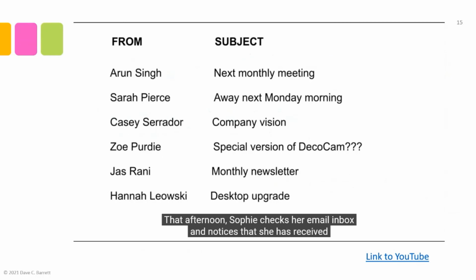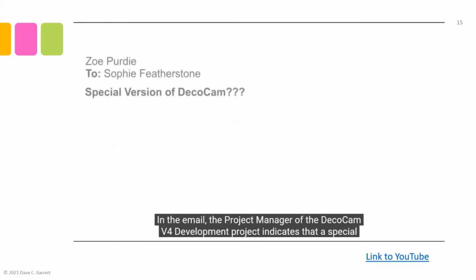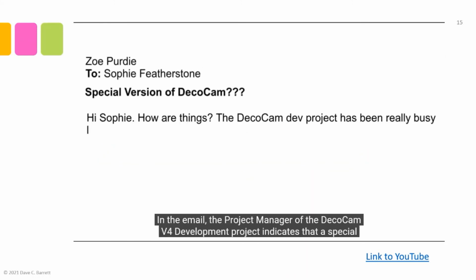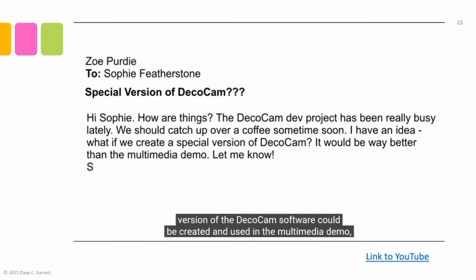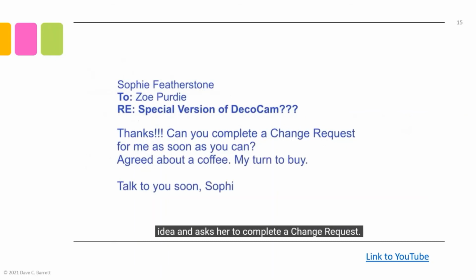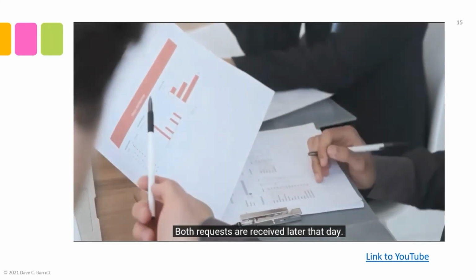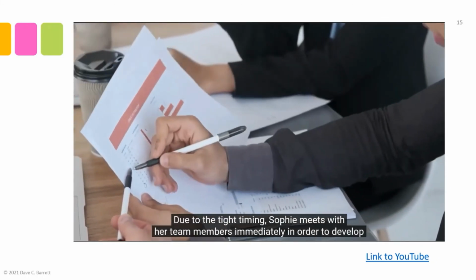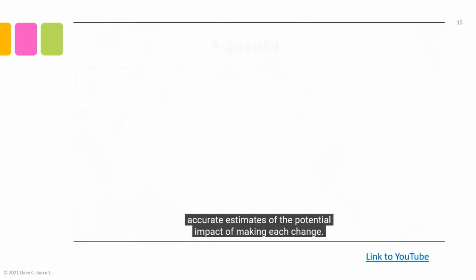That afternoon, Sophie checks her email inbox and notices that she has received another request for a possible change. In the email, the project manager of the DecoCam version 4 development project indicates that a special version of the DecoCam software could be created and used in the multimedia demo, providing a superior experience for the trade show participants. In her reply, Sophie thanks the project manager for sending the idea and asks her to complete a change request. Both requests are received later that day. Due to the tight timing, Sophie meets with her team members immediately in order to develop accurate estimates of the potential impact of making each change.